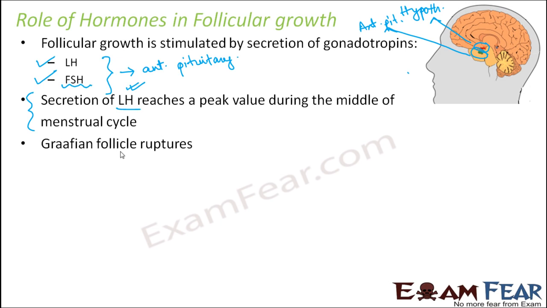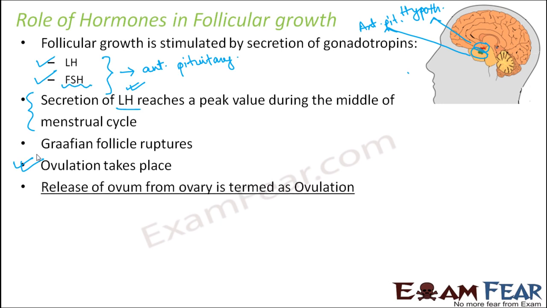When the LH secretion just starts, the follicular growth starts. So primary follicle to secondary, secondary to tertiary, tertiary to Graafian follicle, but then the hormone level reaches its peak, and at that time the Graafian follicle does not grow further into some other follicle, rather it ruptures. And when the Graafian follicle ruptures, ovulation takes place, because the egg is released from the ovary. So the release of ovum from the ovary is termed as ovulation.